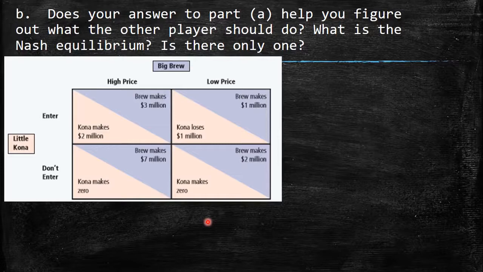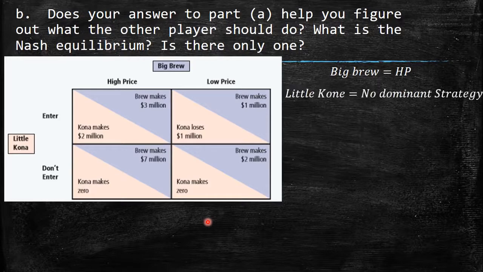Does your answer to part A help you figure out what the other player should do? What is the Nash equilibrium? Is there only one? That's true, because regardless of the movement of Little Kona, Big Brew will choose high price every time. The other one, Little Kona, has no dominant strategy, because one time it will enter, and the other time it won't enter. So then let's start here.